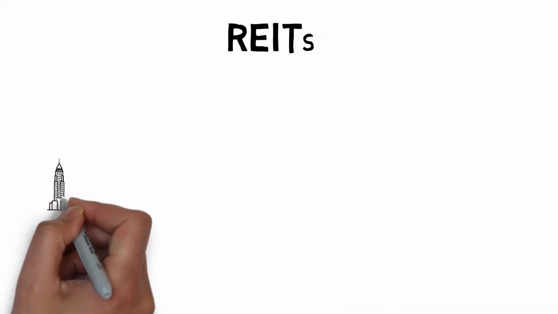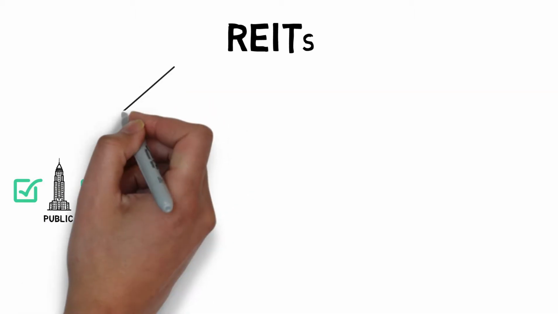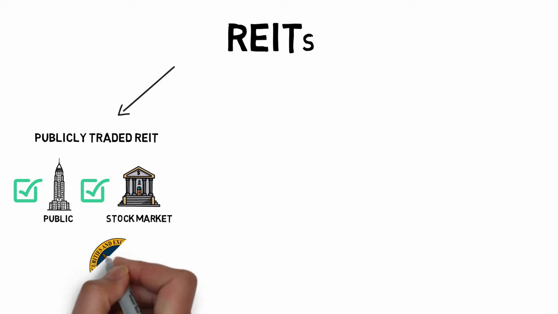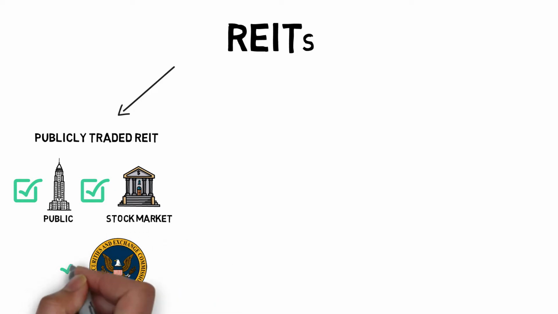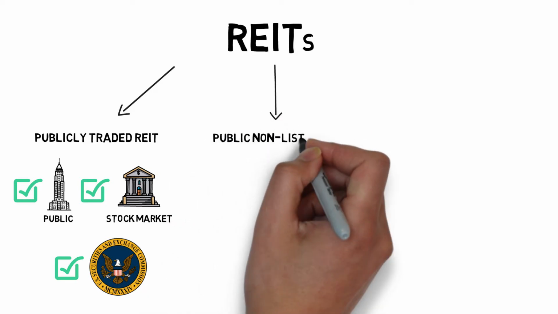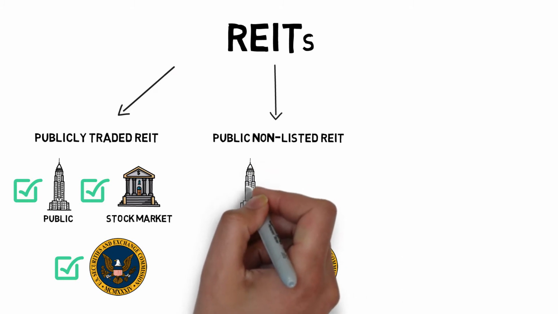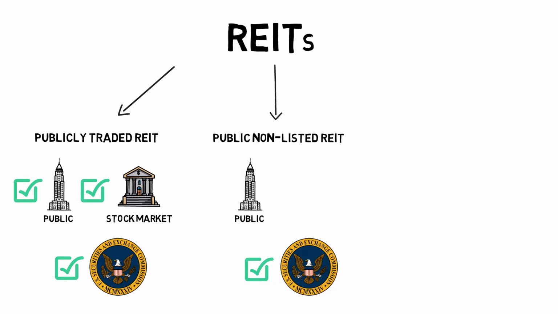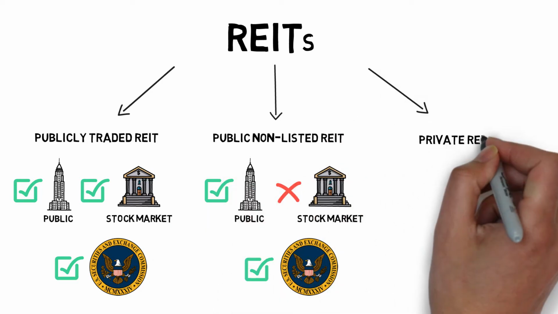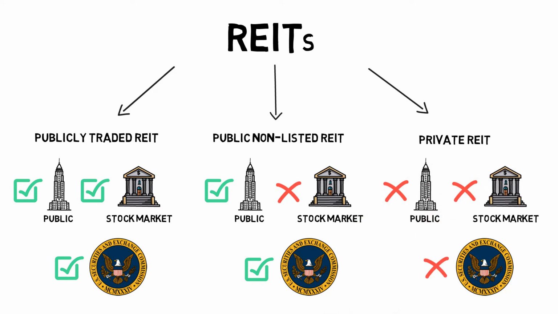Now let's see this. REITs are generally public companies that are listed on the stock market, but this is not always the case. So we can classify them in the following. Publicly traded REIT, which is the one we have been talking about, and is ruled by the SEC, the Securities and Exchange Commission. There is also the public not listed REIT, which is equally regulated under the SEC, and this one is public, but not in the stock market to avoid market volatility. Finally, we have the private REIT that is not governed by the SEC rules and cannot be purchased publicly.